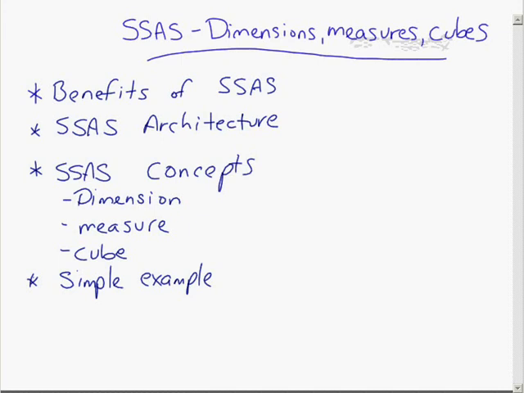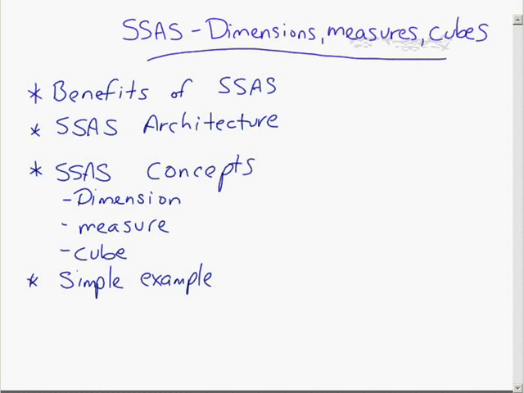So the first thing we'll discuss are the benefits of SSAS, and we'll talk about UDM, or the Unified Dimension Model. We'll also look at the SSAS Architecture and also discuss what services you need to have up and running for this to work. Then we'll get into the different SSAS concepts. You need to understand what a dimension is, what a measure is, and how that ties into a cube. And we'll do things such as formatting the numbers so it's easy to read.